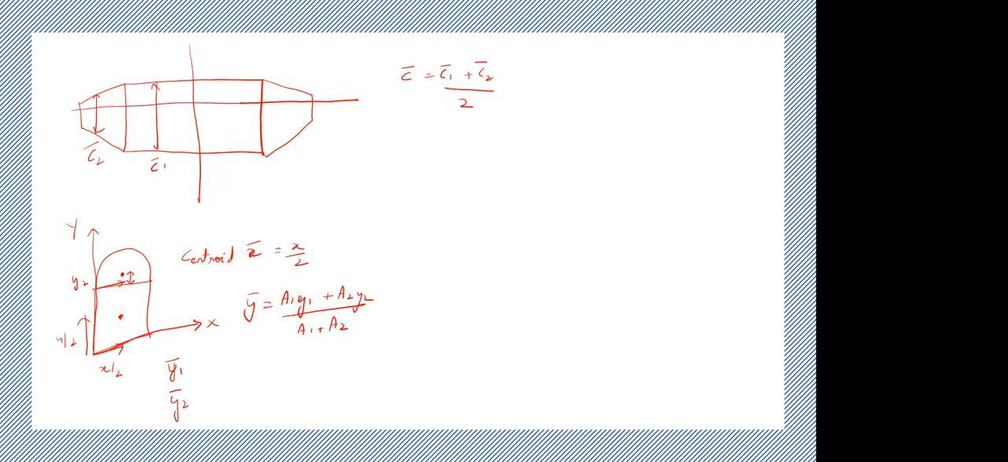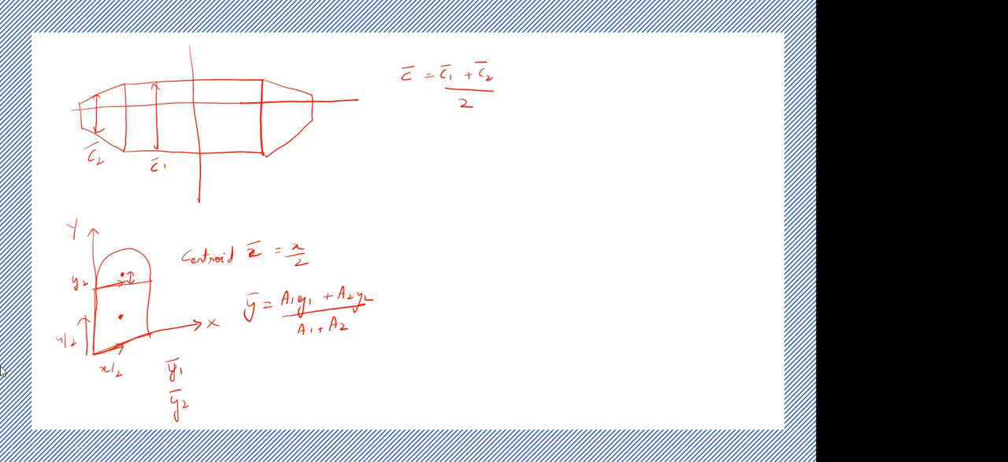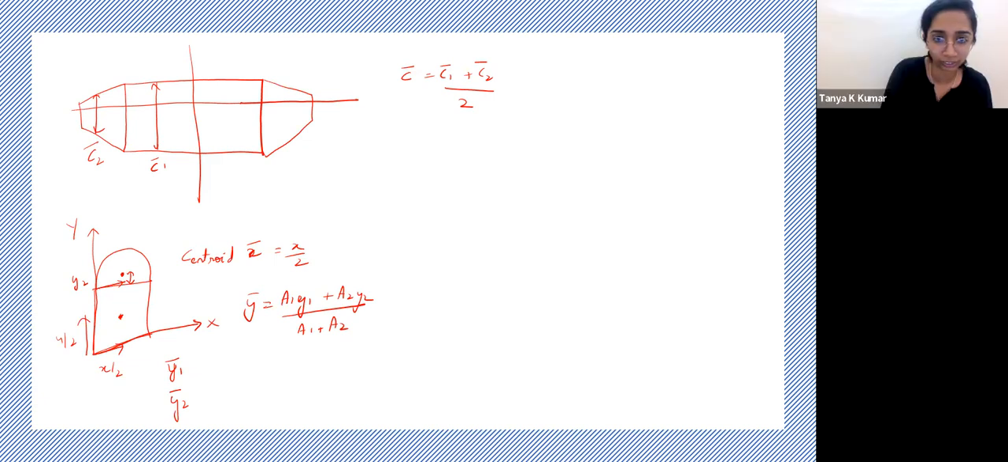Ma'am, but why would area come here, ma'am? Was it Y1 plus Y2 by 2? Let me just figure that out. Just give me a second. Ma'am, because here we are just finding the centroid. Of the overall structure, yes. Just give me a second. Let me just Google it.